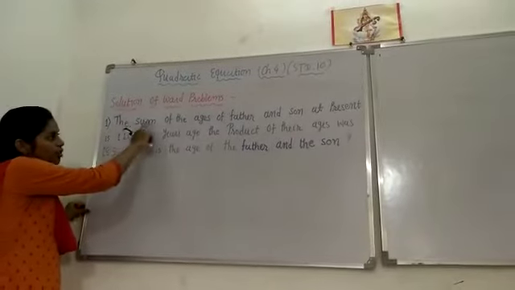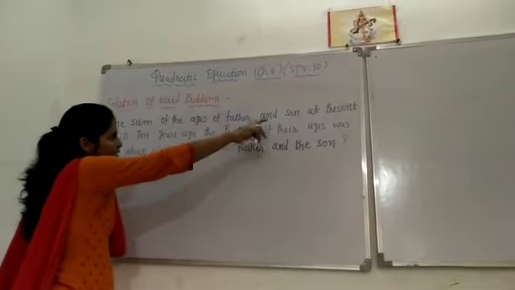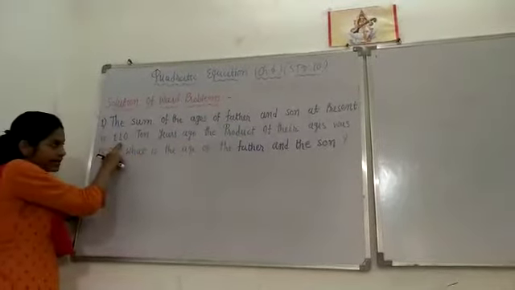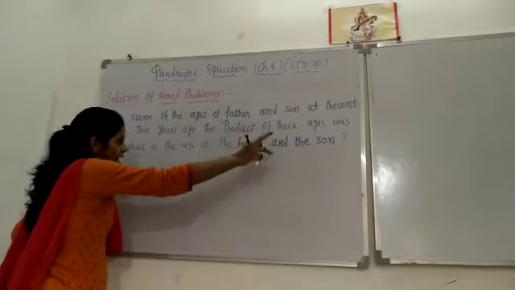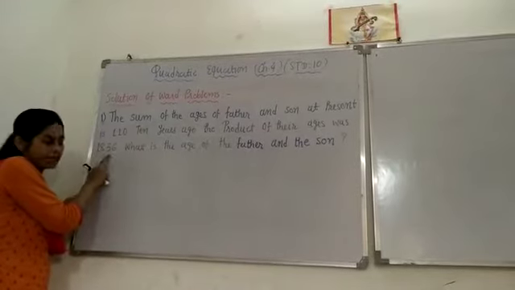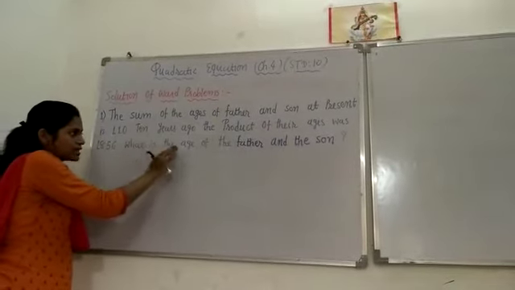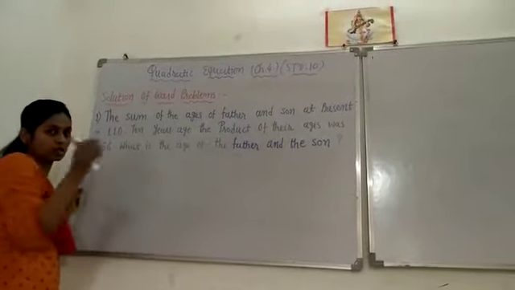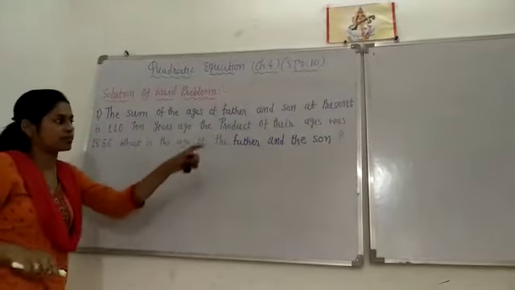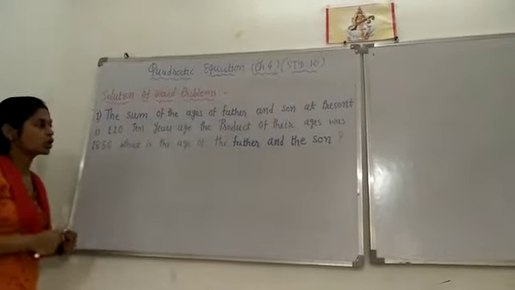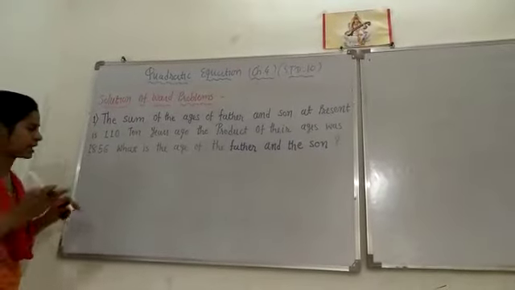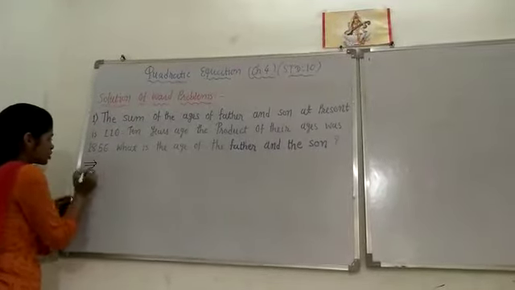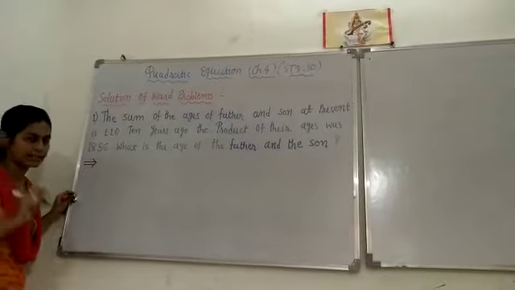The sum of the ages of father and son at present is 110. 10 years ago the product of their ages was 1856. What is the age of the father and son? You want to find here the present age of the father and son. So you suppose two variables, father's age and son's age. In age related questions you always suppose the present age.